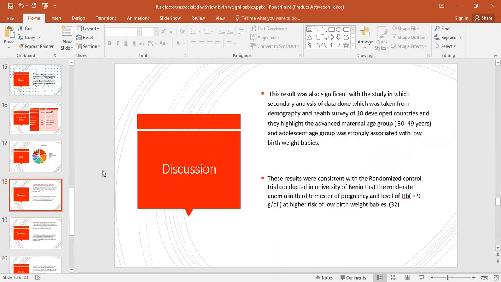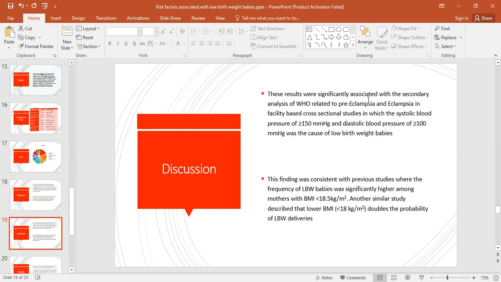Now comes the discussion section. This result was also consistent with a study in which secondary analysis of data was done, taken from the demography and health survey of 10 developed countries, and they highlighted that the advanced maternal age group, 30 to 49 years, and the adolescent age group were strongly associated with low birth weight babies. These results were also consistent with the randomized control trial conducted at University of Benin, that moderate anemia in the third trimester of pregnancy and a hemoglobin level of 9 or less than 9 carry a higher risk of low birth weight babies.